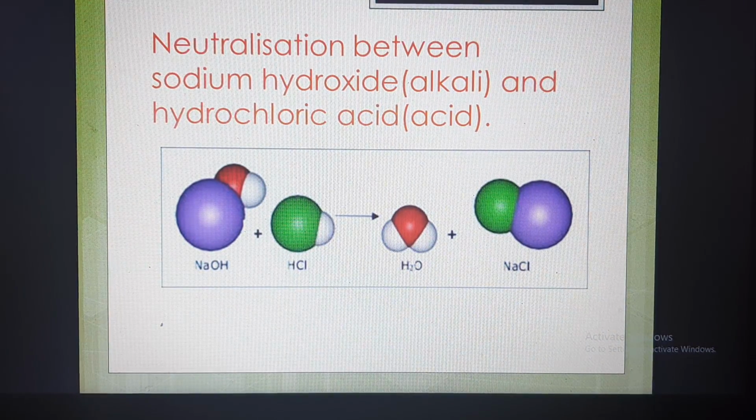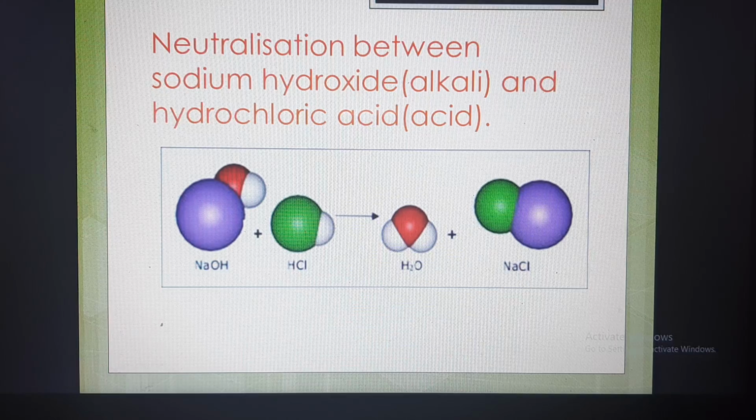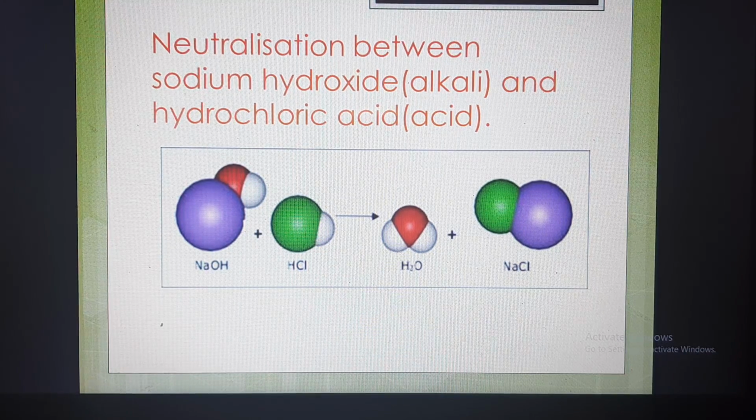Here we are going to discuss the neutralization between sodium hydroxide and hydrochloric acid. The neutralization reaction we already learned in the previous lesson. Here the alkali is sodium hydroxide, and the acid is hydrochloric acid. When sodium hydroxide reacts with hydrochloric acid, the products are salt and water. H2O is water, and the salt formed is sodium chloride, because we took sodium hydroxide and hydrochloric acid.